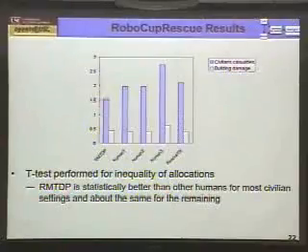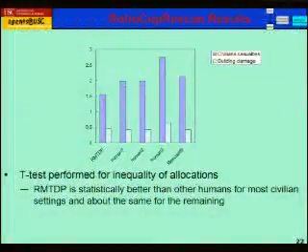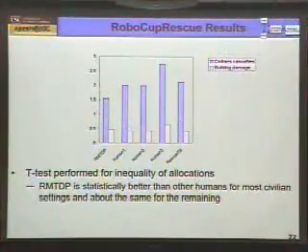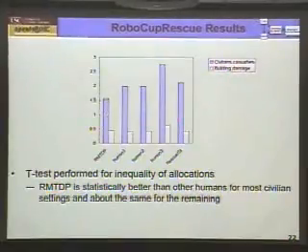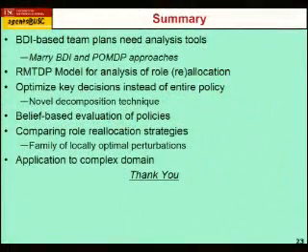Here's a comparison for when the allocation used was based on the skewed distribution of the civilians, and in this case the difference in RMTDP's performance is even more stark. In both these experiments, a t-test was done in order to compare the allocations, and it was found that the RMTDP was significantly superior to both the human as well as Rescue ISI in most of the distributions of the civilians, and they were the same in all other cases. So in no case did RMTDP do worse than the humans or Rescue ISI.